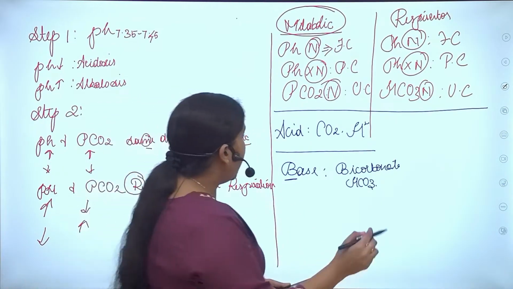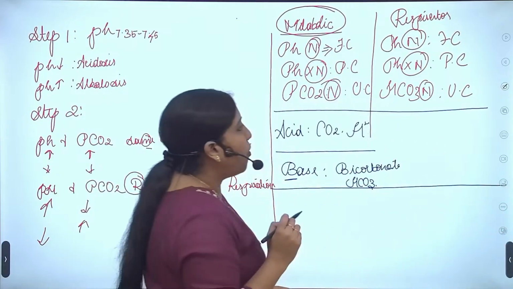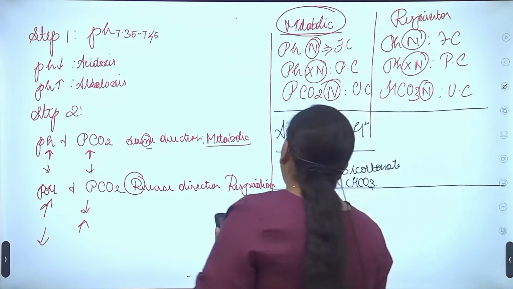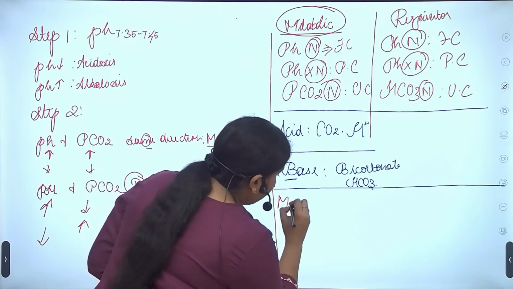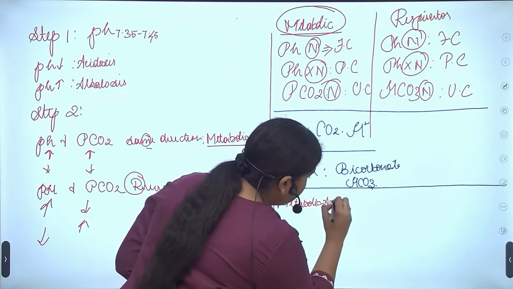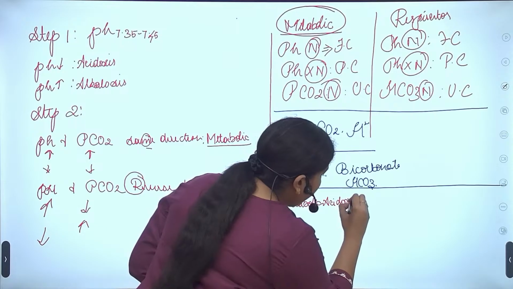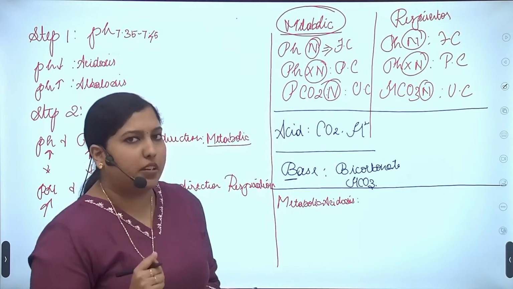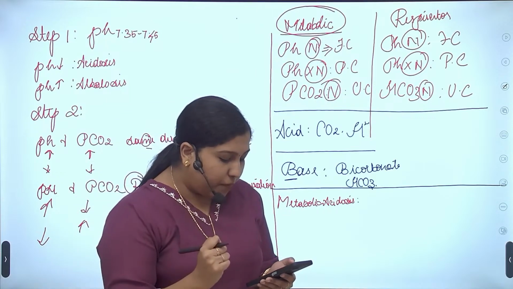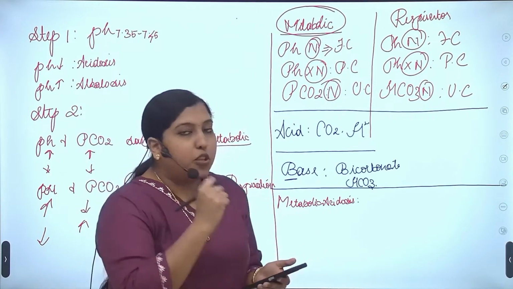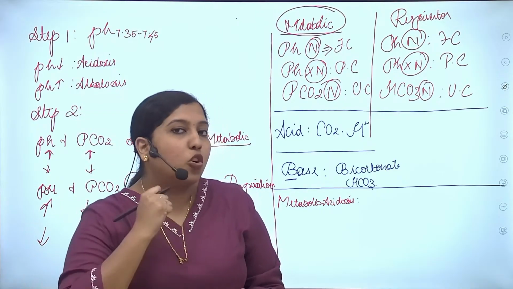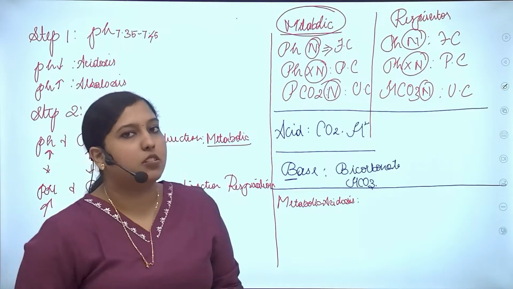So again, in compensation, the most important thing you have to notice, for example, my body is going for metabolic acidosis. So what is the expected compensatory mechanism I am expecting? Now tell me in the comment box. Yes, very good, Divya. Now tell me in the comment box, if the problem is metabolic acidosis, what kind of compensatory mechanism do you expect in the body?